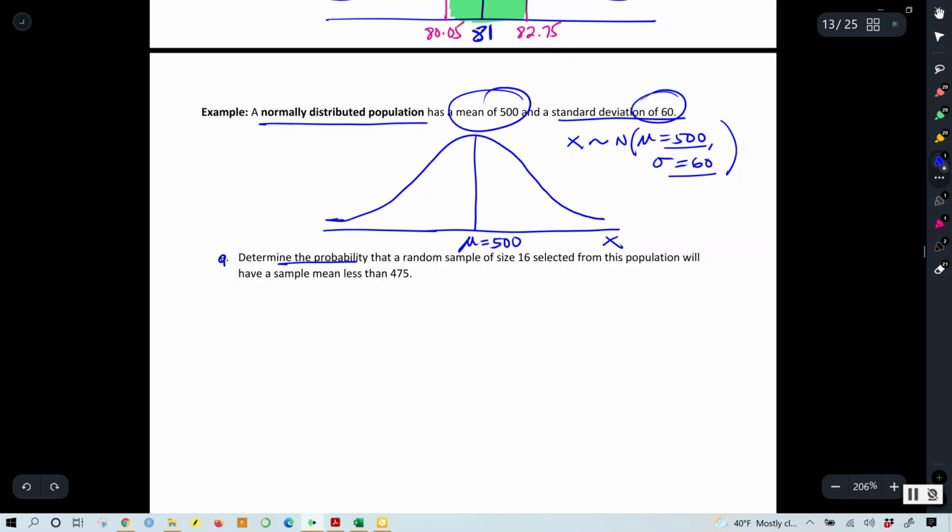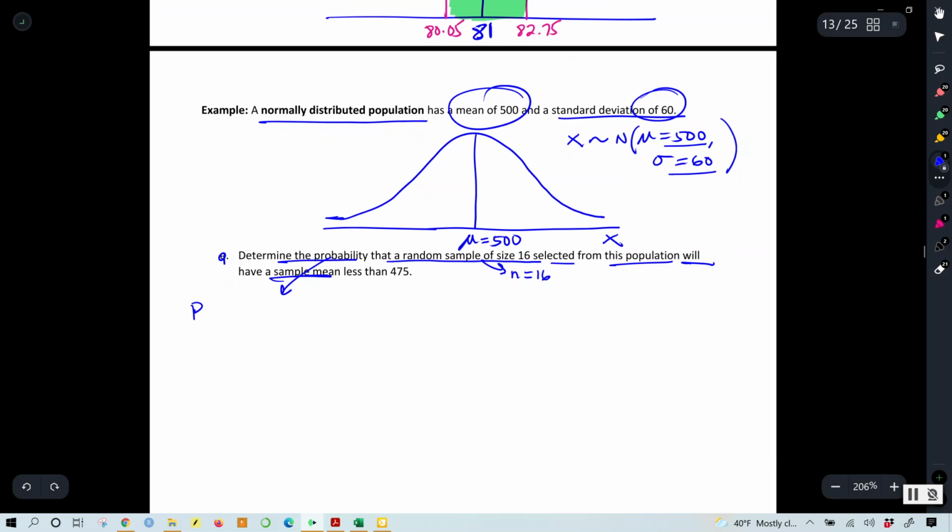We are to determine the probability that a random sample of size 16, n is equal to 16, selected from this population will have a sample mean.